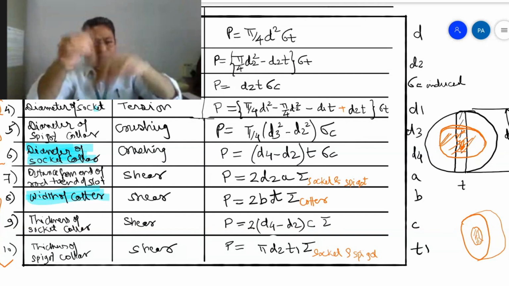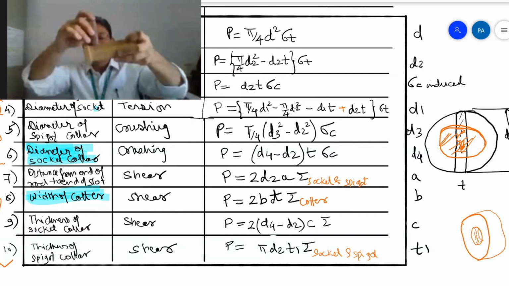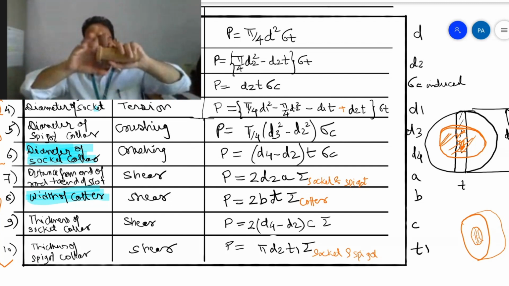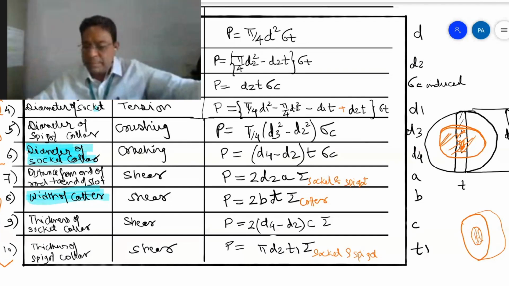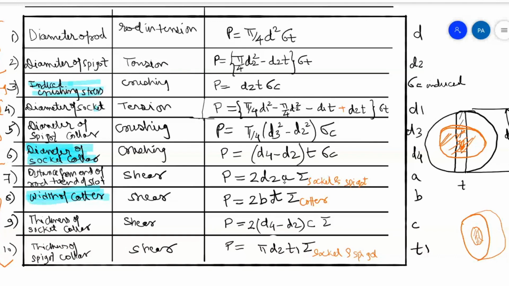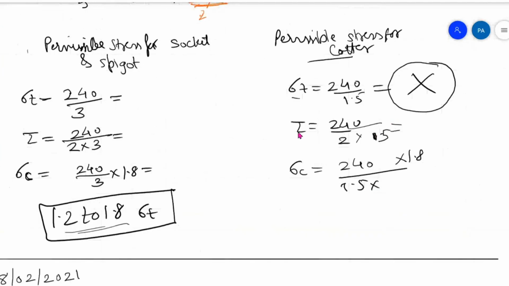And so if you have understood this, this is the similar case. Clear? So here also we'll consider what? Here also we'll consider socket and spigot. So as far as tau is concerned, there is only one formula where we'll use this tau for Cotter. So this tau will be used for only one formula.